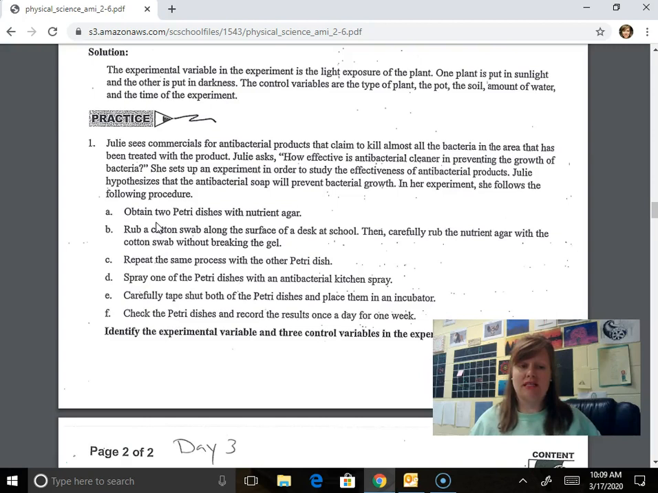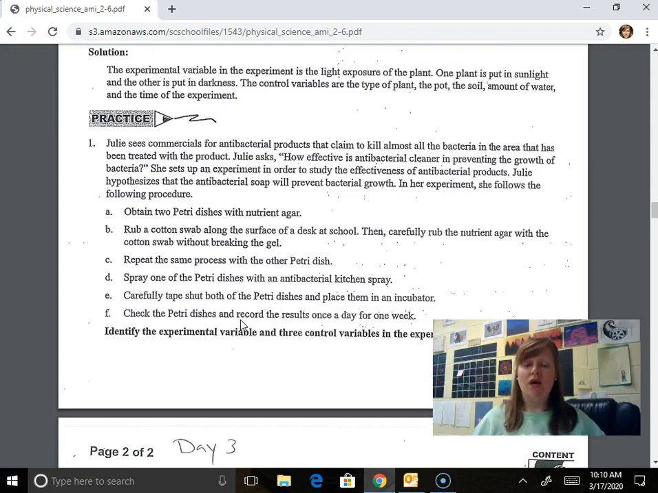It says, first thing she does is obtain 2 Petri dishes with nutrient agar. She then rubs a cotton swab along the surface of a desk at school, then carefully rubs the nutrient agar with the cotton swab without breaking the gel. Has she changed anything yet? No. Repeat the same process with the other Petri dish. Remember, she had 2 Petri dishes. Spray 1 of the Petri dishes with an antibacterial kitchen spray. That is something she has changed. Carefully tape shut both of the Petri dishes and place them in the incubator. Check the Petri dishes and record the results once a day for 1 week.